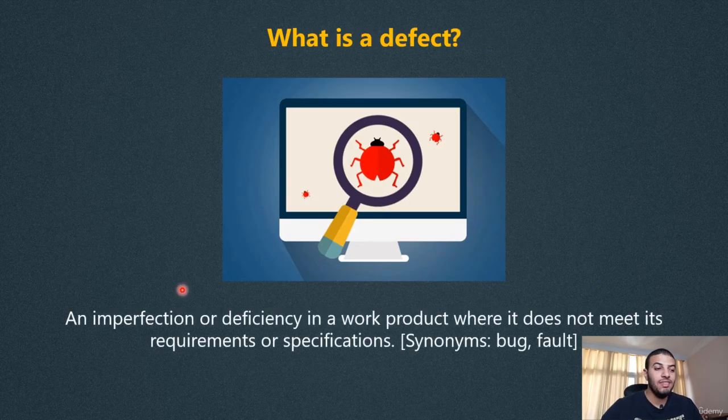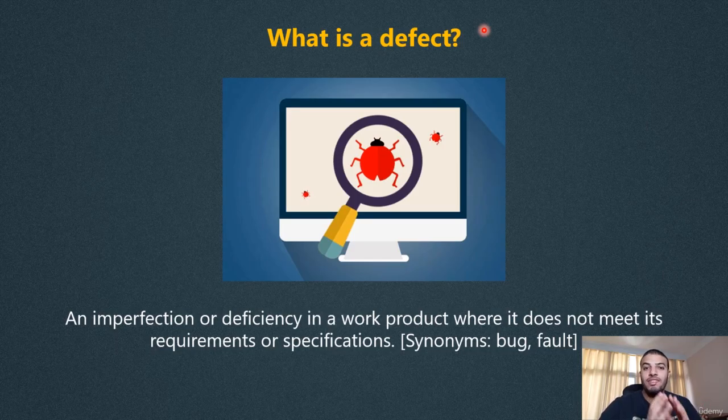So the defect is an imperfection or deficiency in a work product where it does not meet its requirements or specifications. So like we said, if the expected result is different than the actual result, this means that our software or our work product does not meet the requirements or the specifications. The defect is the same as the bug, and it is the same as a fault. So sometimes you will find me saying defect, sometimes saying bug or fault. It is the same, there is no difference. Okay, so this is the defect. We begin to write a report for this defect.